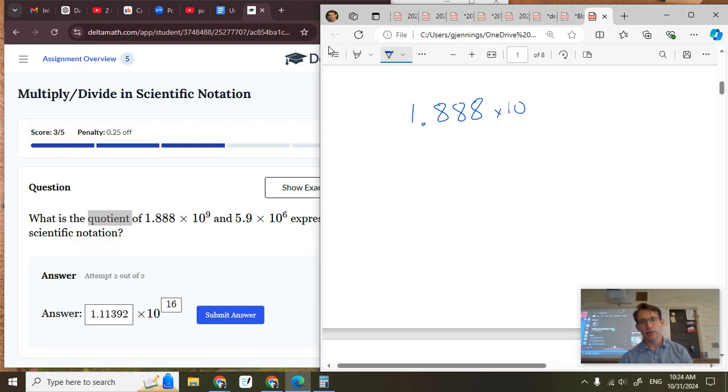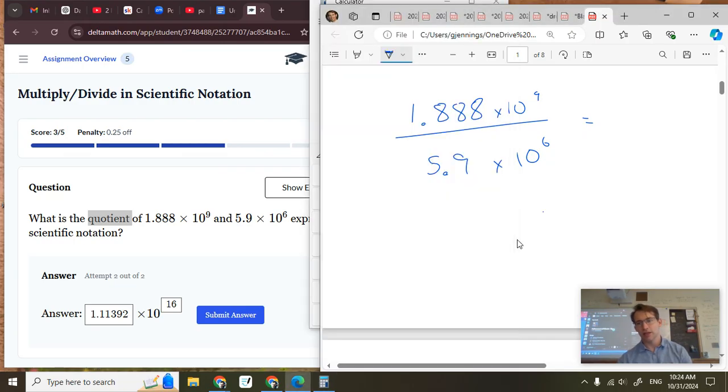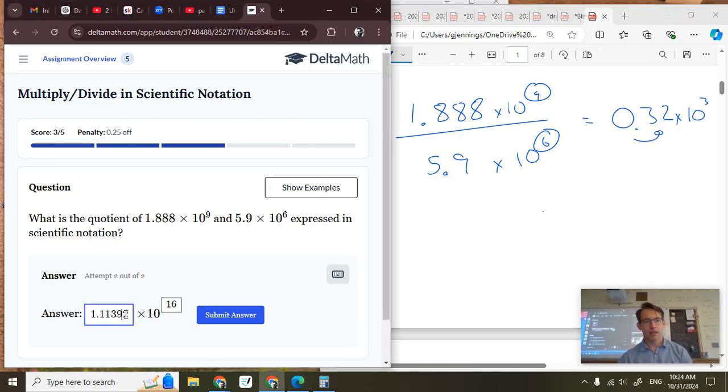1.888 times 10 to the 9 divided by 5.9 times 10 to the 6 equals, let's do that division on our calculator, 1.888 divided by 5.9 equals 0.32. Of course, that's much more like the answers that it likes to give us. 10 to the 3, because we subtract the exponents in this case when dividing. And then I want to adjust that, so it's going to be 3.2 times 10 to the 2.